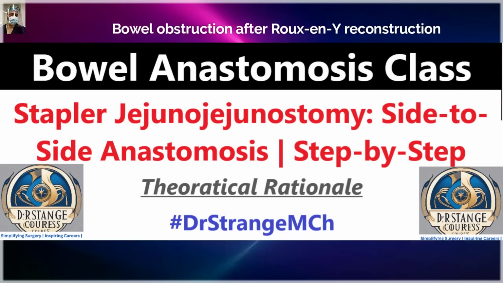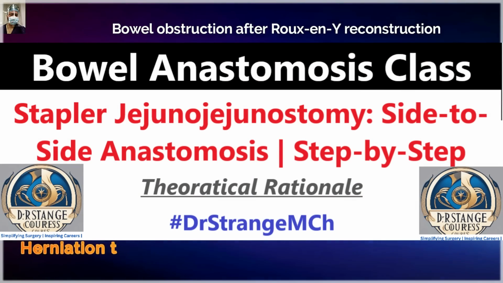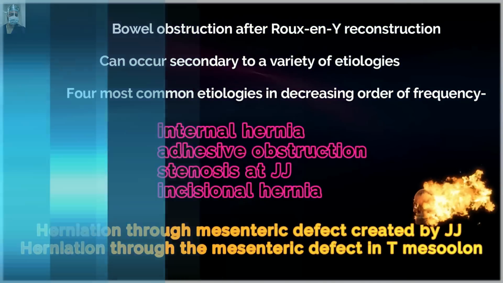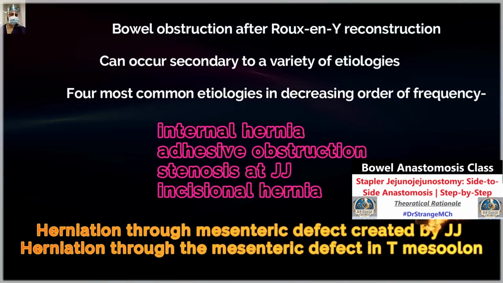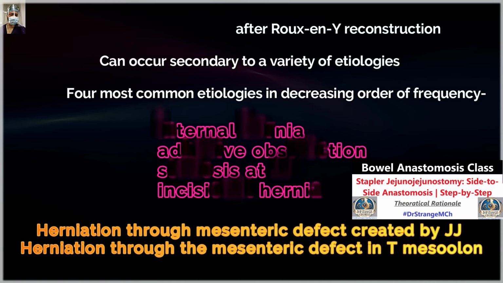Bowel obstruction after Roux-en-Y reconstruction can occur secondary to a variety of etiologies. The most common etiologies, in decreasing order of frequency, are internal hernia, adhesive obstruction, stenosis at the jejunojejunostomy site, and incisional hernia. Herniation through the mesenteric defect created by the jejunojejunostomy, or herniation through the mesenteric defect in the mesocolon, can be the cause of the internal hernia.